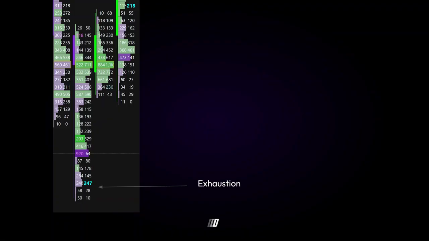When this happens in a way that it is aggressive selling that dries up without a clear wall from passive buyers, and then buyers taking the upper hand, that's what we define as an exhaustion. Slight difference, but very important to understand the language of order flow.